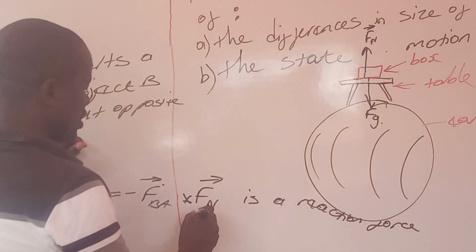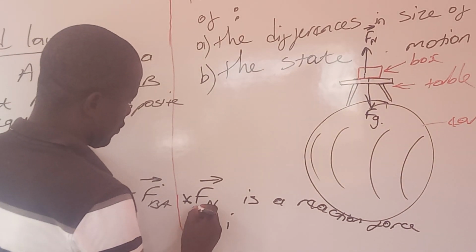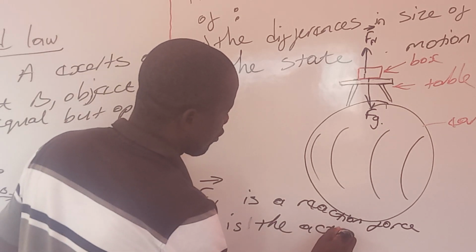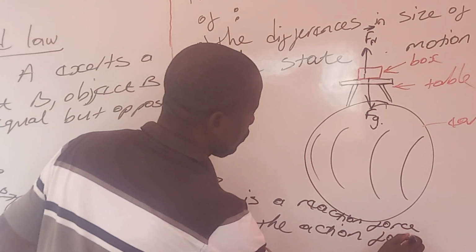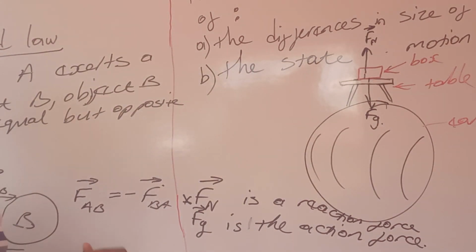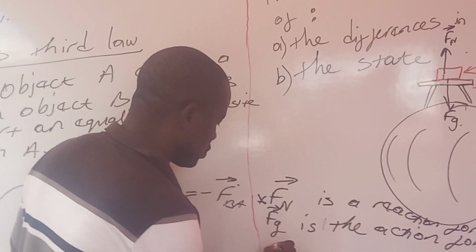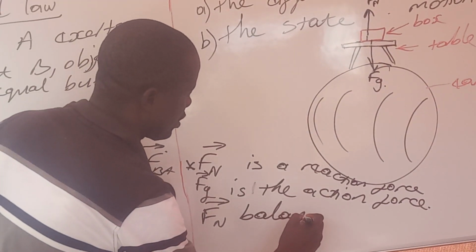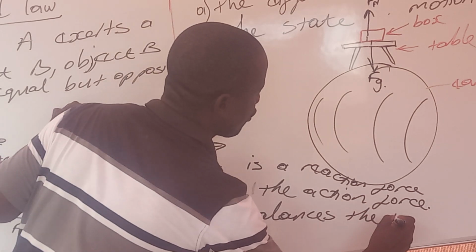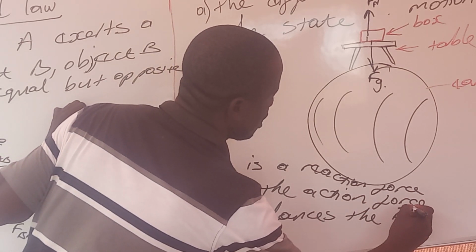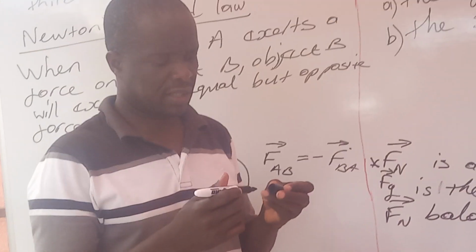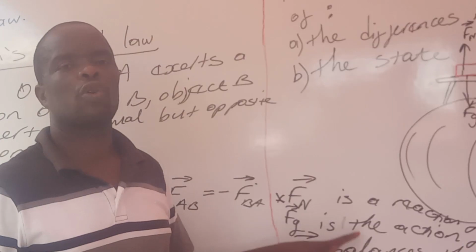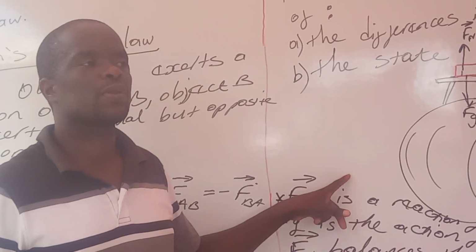Now, our force of gravity is the action force. What does our normal force do? Our normal force balances the force of gravity, like that. I want you to remember that. So, what does this mean? It means that wherever we are going to find our normal force, it will be balancing the force of gravity.